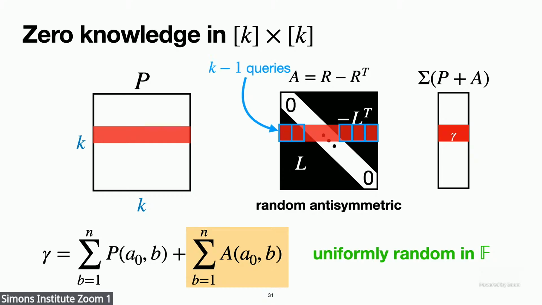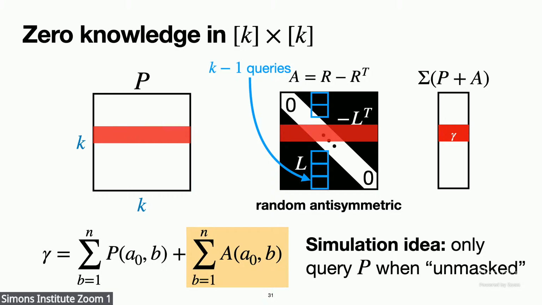I could also try to make use of the antisymmetric structure in this matrix, because this row is the same as this column, or maybe minus this column, since it's antisymmetric. So I could also look at this column, but I still need to make k minus 1 queries to this column in order to subtract off this thing.